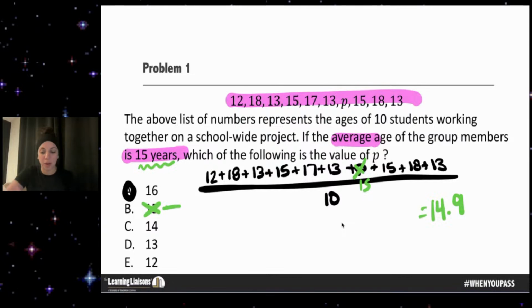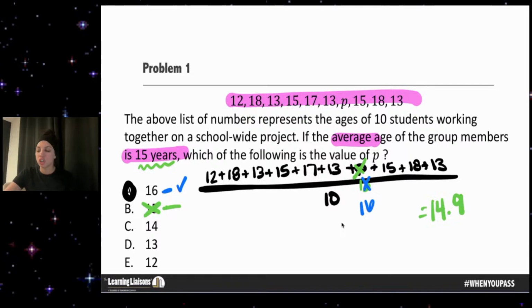So now I'm going to test the number 16 and see if that works. 12 plus 18 plus 13 plus 15 plus 17 plus 13 plus 16 plus 15 plus 18 plus 13 divided by 10. Bada bing, bada boom. It equals 15. So I have found my answer.